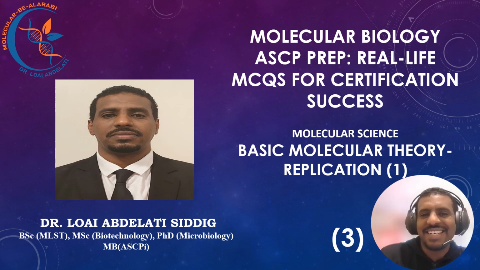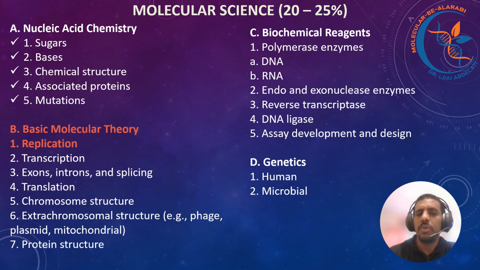So let's get started. All right, the molecular science part is divided into four sections: nucleic acid chemistry, basic molecular theory, biochemical reagents, and genetics, which together make up 20 to 25% of the total molecular ASCP exam. Actually, in the past two lectures, we completed the multiple choice questions related to the nucleic acid chemistry. Now we are moving on to the basic molecular theory section, where all the concepts will be tested through the MCQs.